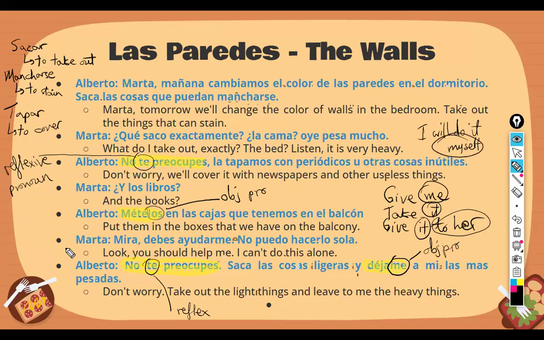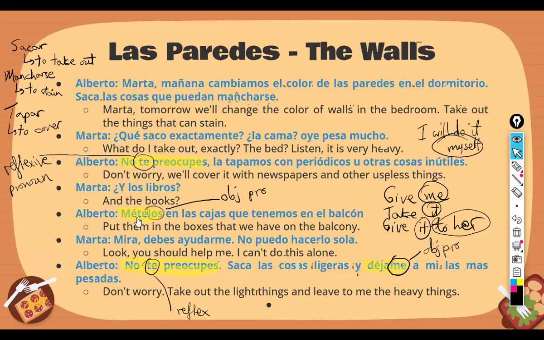What happens to the pronoun when the command is negative? No te preocupes. What happens to the pronoun? Where does the pronoun go? The object pronoun or the reflexive pronoun, where does it go when the command is negative? Does it go at the end? Right, it goes before the verb. Great. What happens to the object pronoun when the command is positive? What happens to the reflexive pronoun when the command is positive?